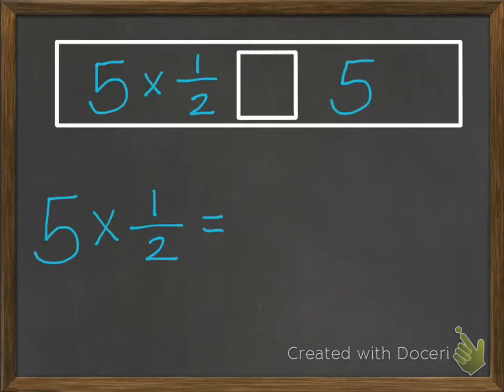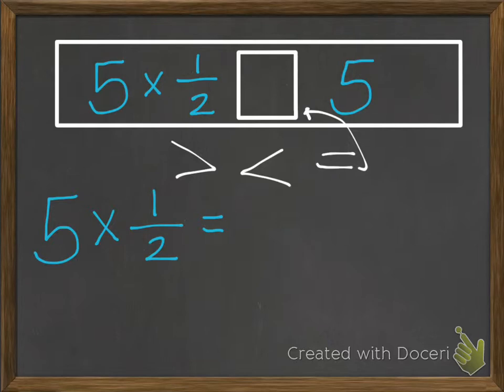Let's double check and make sure. So I've got 5 times 1.5, and I need to figure out, is 5 times 1.5 greater than 5? Is it less than 5 or is it going to be equal to 5? So I'm going to use those symbols in this little box right there to find if my product is going to be greater, less than, or equal to what I started with, my factors I started with.